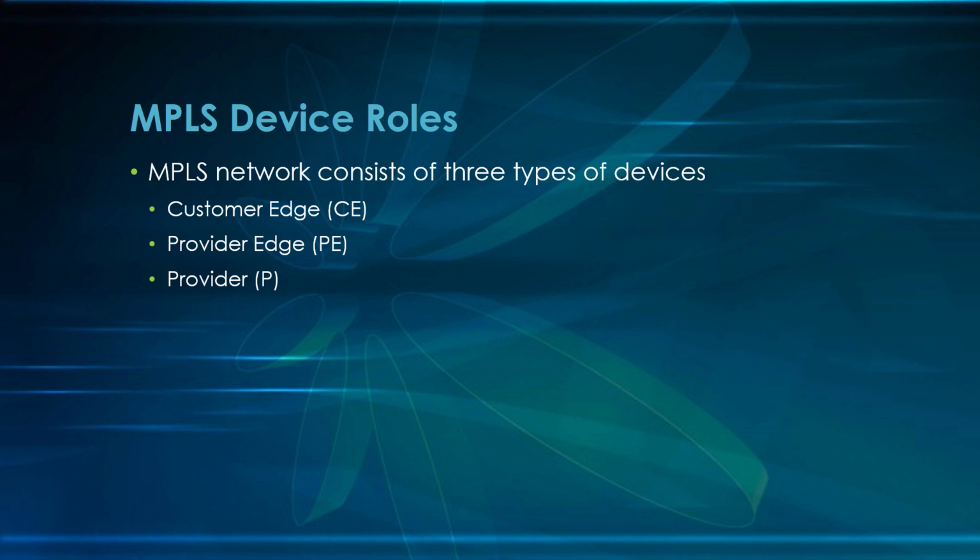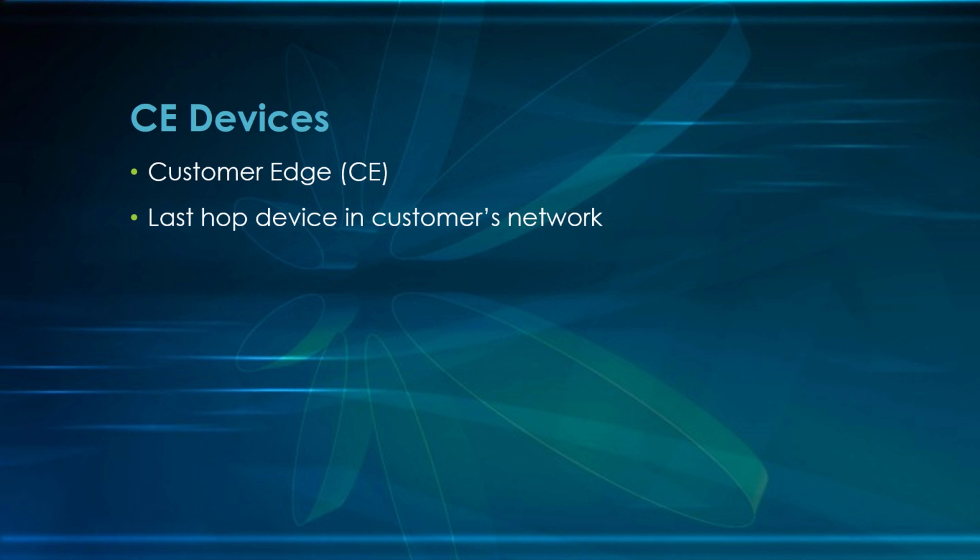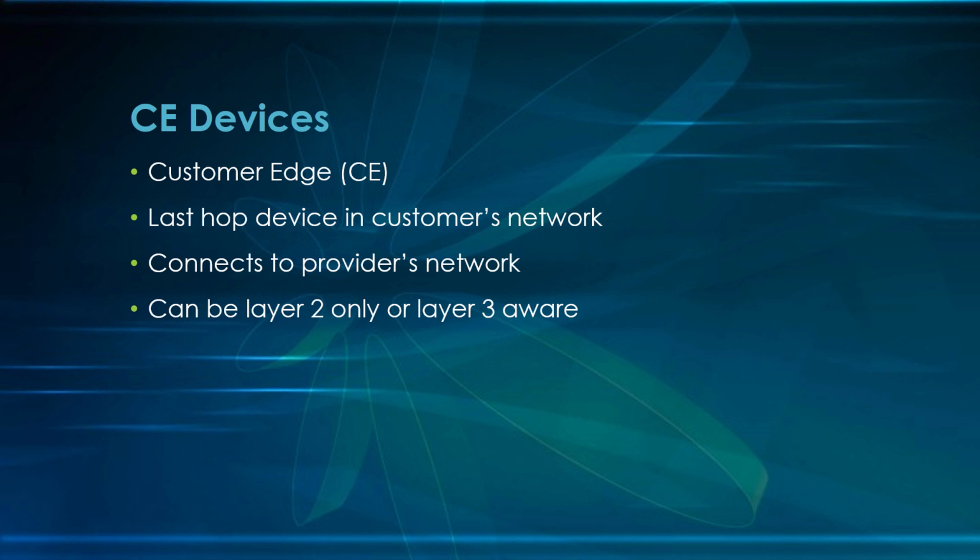Then you have the provider edge router. This is the edge of the network, and the provider core. So CE devices are customer edge, the last hop device in the customer's network before it hits the MPLS cloud, and it connects to the provider's network, and it can be layer 2 only or layer 3 aware. So I can have a point-to-point connection via MPLS and have it basically extending VLANs between two sites. I could be using a router and terminating the label switch path on my local router, doing some sort of layer 2 VPN between the two sites, so that two switches look like they're directly connected even though they're not.